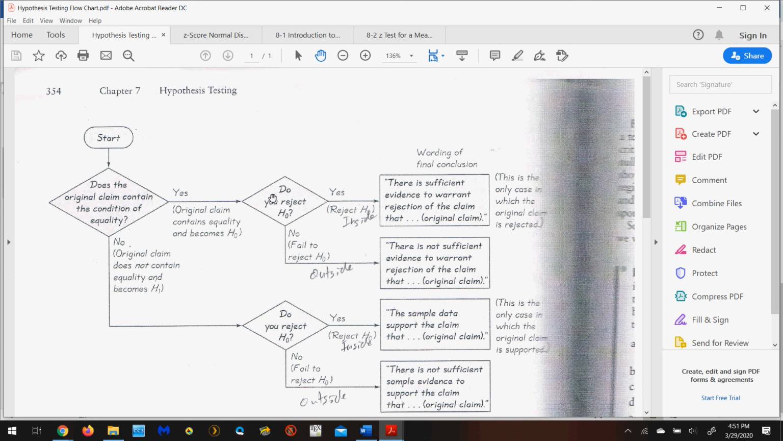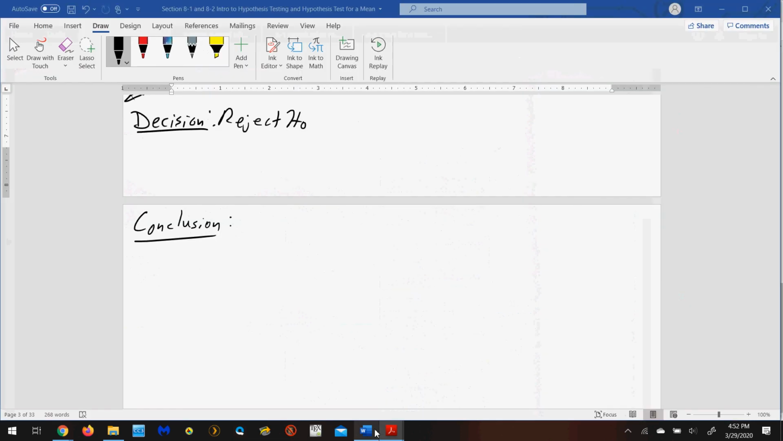So then it says, do you reject the null hypothesis? Well, yes, we did. We did reject the null hypothesis because our test was inside. So that means we need to start off by writing this entire sentence. And yes, your wording of your final conclusion will start off with one of these four every single time. So I'll go back and start writing.